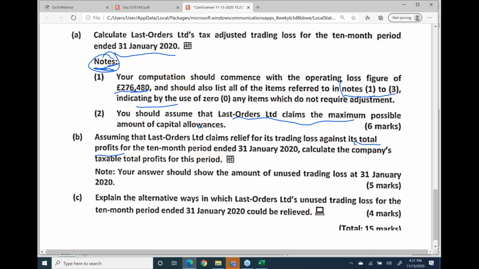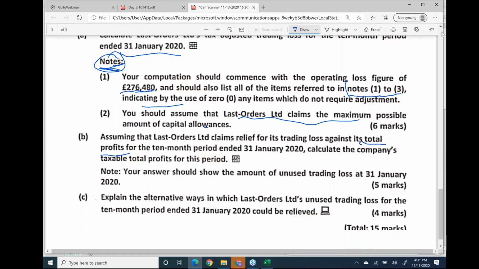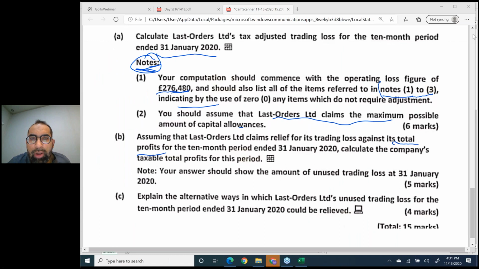Look at me. Wait, let me turn on the camera. Look at here. Come on. My face. Yesterday we discussed that trading loss for companies for any accounting period, even the last accounting period, you can always set off against the current period total profits, and there is no partial claims allowed. You have to waste your QCD. Complete total profits you can set off.